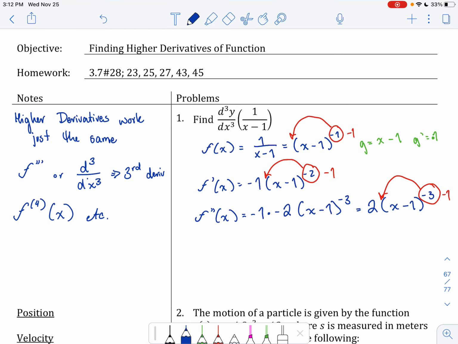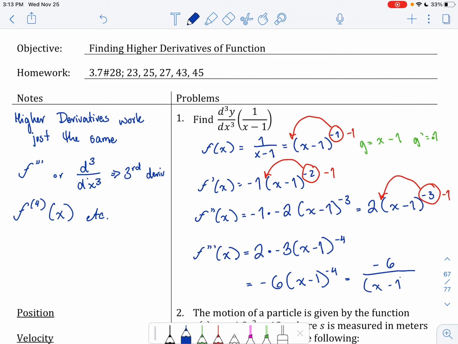power rule and chain rule, we get the third derivative, f triple prime as we might call it, as 2 times negative 3, x minus 1 to the negative 4. Which I would simplify to negative 6, x minus 1 to the negative 4. You can leave it like this, or that would be negative 6 in the numerator over x minus 1 to the positive 4 in the denominator. Either of these are fine, but it's just nice to be able to check against your answers in the back of the book.